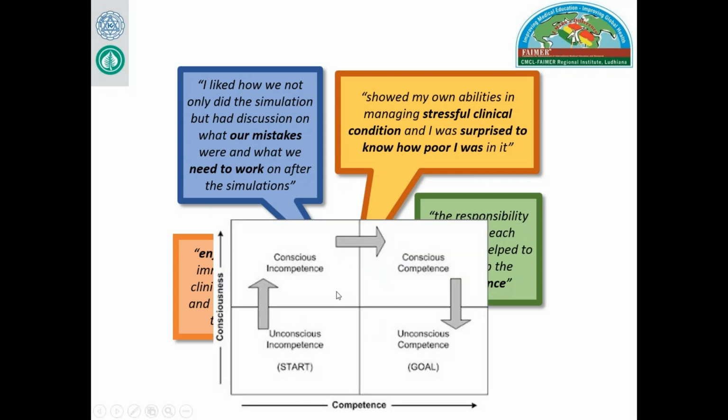As we know the four levels of competencies, they were initially unconsciously incompetent. They didn't know they were incompetent. So the first step, when they did the first simulation, they became consciously incompetent. They knew that they didn't know well. Then they tried to become consciously competent in the future. And finally, when the patient arrives, our goal is that they become unconsciously competent.